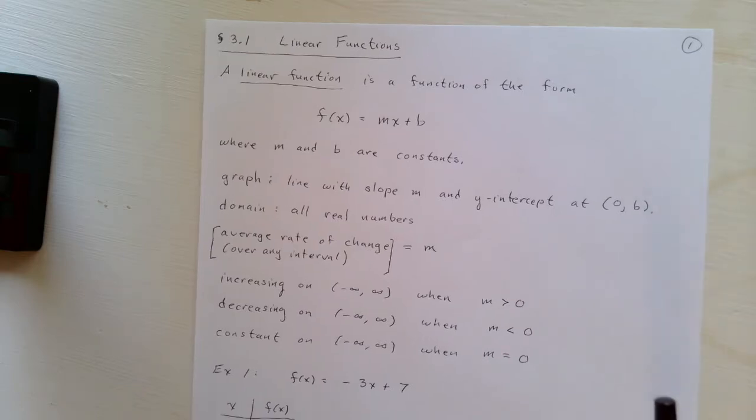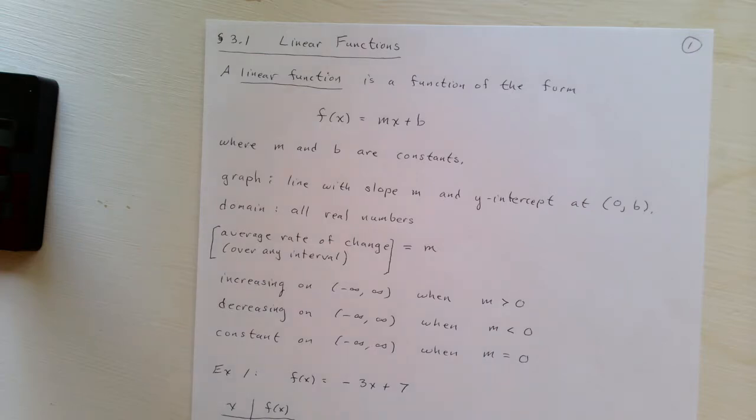A linear function is a function of the form f of x equals mx plus b, where m and b are constants, or m and b are real numbers. And the graph of that would just be y equals mx plus b. So it's a line. The slope is going to be m, and the y-intercept is at b, which we sort of already knew. The domain is all real numbers because we can plug any real number we want in for x. The average rate of change, not surprisingly, is going to be the slope, which is m.